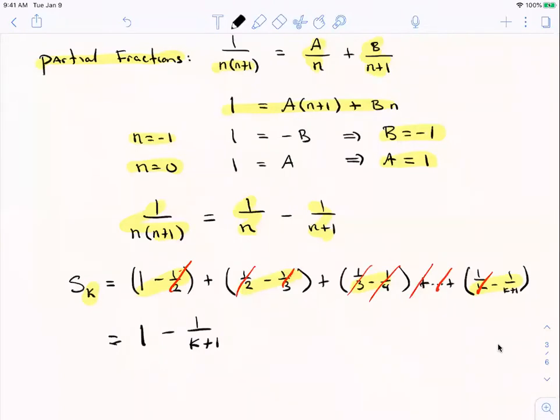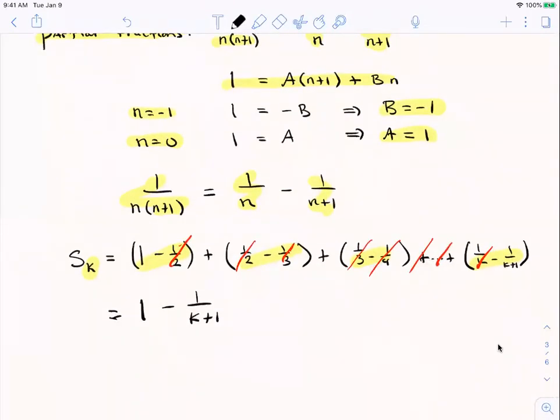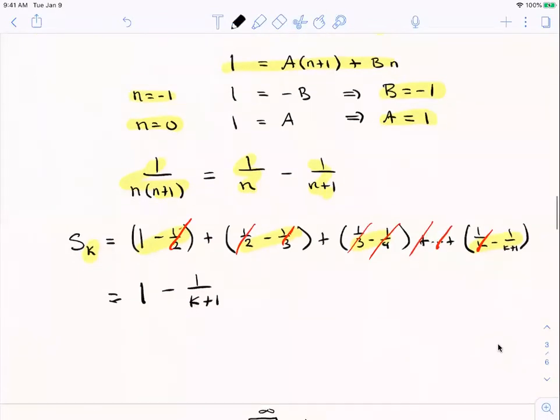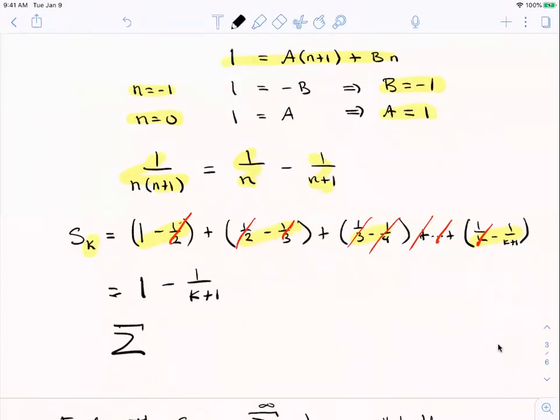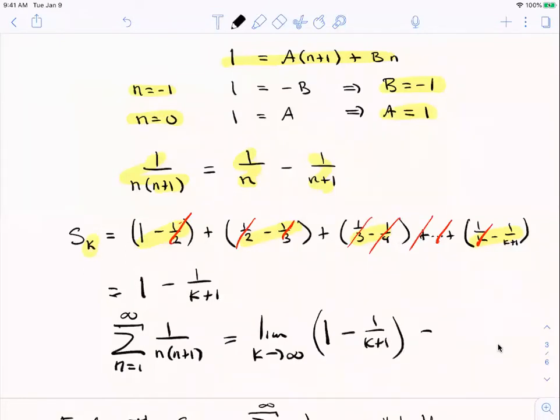Cool. So we have an explicit formula for the kth partial sums. This is pretty rare. Most of the time when we have a series, we won't really be able to get this far. For geometric and telescoping series, we can. So I can take the limit. Let me write it from the top. This series, the sum as n goes from 1 to infinity of 1 over n times n plus 1, by definition, is equal to the limit as k goes to infinity, because I wrote the partial sums as s_k, of 1 minus 1 over k plus 1. And that limit is clearly 1. So we have a convergent series.